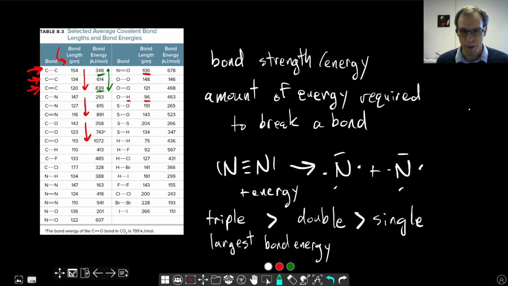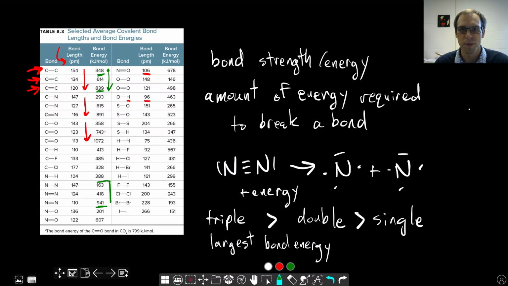And we can see the same trend here for nitrogen, jumping down to this part of the table, as we go from a nitrogen-nitrogen single bond, which only has a bond energy of 163 kilojoules per mole, to a nitrogen triple bond. It's a very strong bond. It requires 941 kilojoules per mole to break a mole of these bonds. Right, so those are the basic trends that we see in terms of how strong bonds are and how strongly these atoms are held together in molecules.